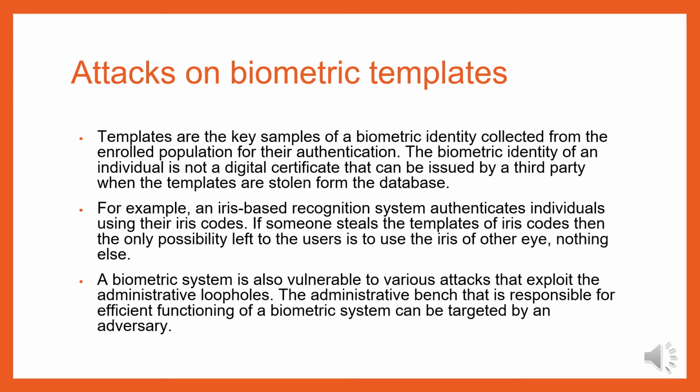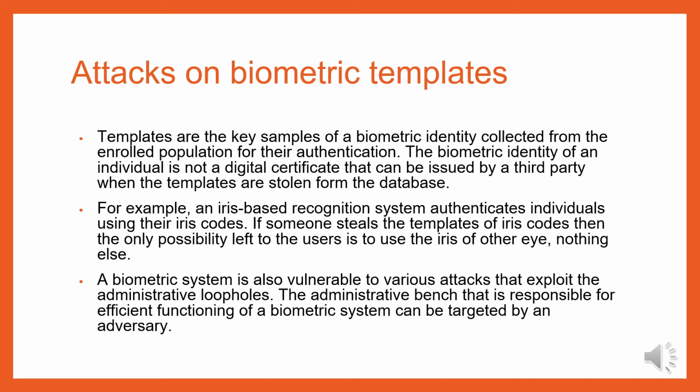We can take an example. An iris-based recognition system authenticates individuals using their iris codes. Iris codes are unique for every individual, even for identical twins, and even for both eyes of the same person. So if someone steals the template of an iris code, the only possibility left to the user is to use the iris of the other eye, nothing else.